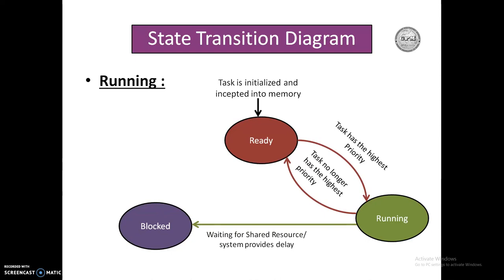If the system provides a delay of some specified duration, then also the running task will get moved to the block state. If a task needs some input or output event to happen, then again it will move to the block state. So in these three conditions, the running task will get moved to the block state.